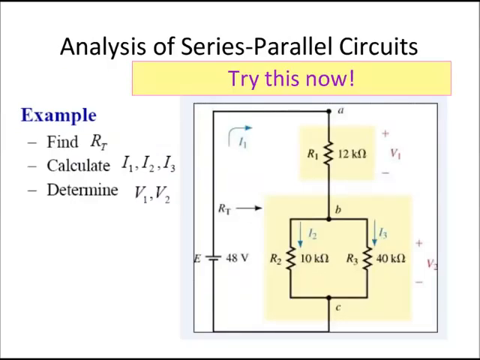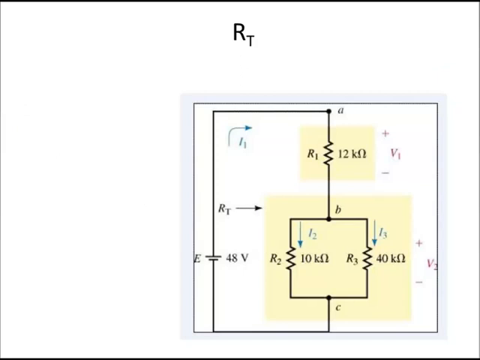Let's try and analyze a simple series parallel circuit now. In this example, what we're going to have to find is the total resistance, the three currents, I1, I2, and I3, as well as V1 and V2. So let's try this now. We can't calculate V1, V2, I2, or I3 unless we know what the total current, I1, is. And before we can do that, we have to find out what the total resistance is. Once we know that, then we can calculate the total current.